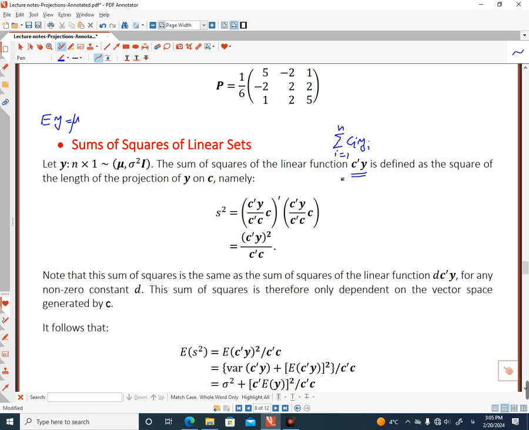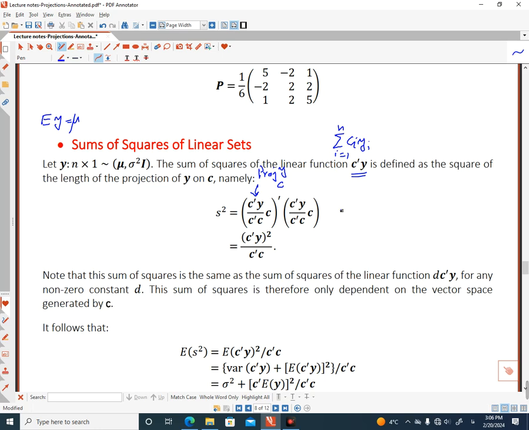The sum of squares of linear functions is defined as the sum of squares of lengths of the projection of y onto c. And from the main theorem in the first video, we know that the projection of y onto c can be obtained by this formula. If you remember, it was a coefficient multiplied by the vector that you project on. So this is actually the projection. And when I find the squared length, it means that I multiply it by itself. So after simple linear algebra, you will get this formula.